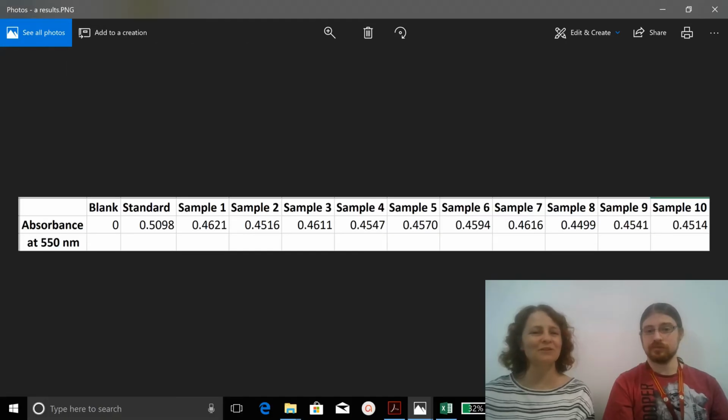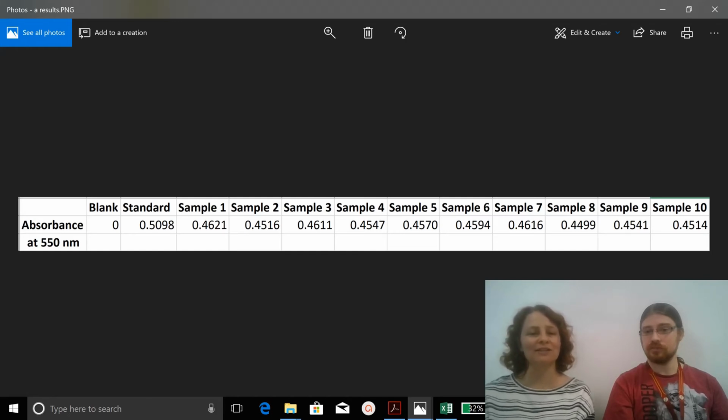Here are some results for the practical. These were done by a laboratory technician, and you can see that we have a 0 for a blank, which is exactly what you want. Then we have the standard solution. The absorbance was over 0.5. And then we have our 10 samples.